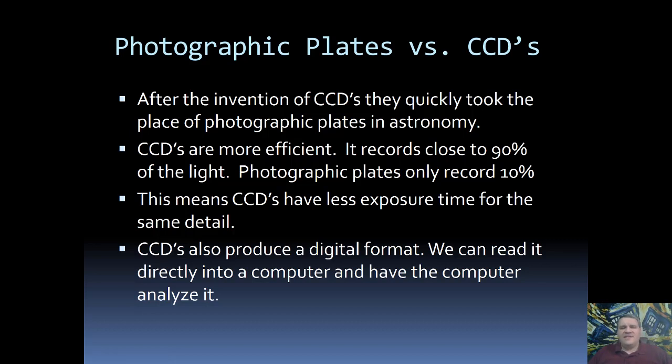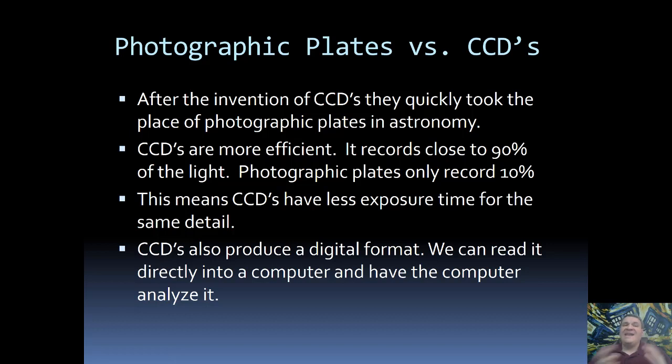Now, the invention of CCDs actually helped astronomy jump a lot, for two main reasons. First, CCDs are more efficient. The old photographic film and plates were about 10% efficient. What that means is just 10% of all of the light that hit it was actually recorded. 90% of the light was lost, which means you need a very long exposure to record enough light to get good detail, especially on very faint objects. Modern CCDs are up to 90% efficient, meaning that 90% of that light is now recorded.